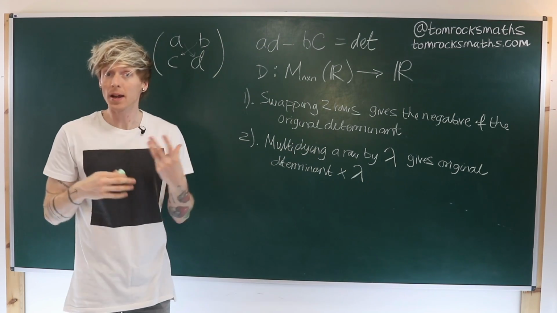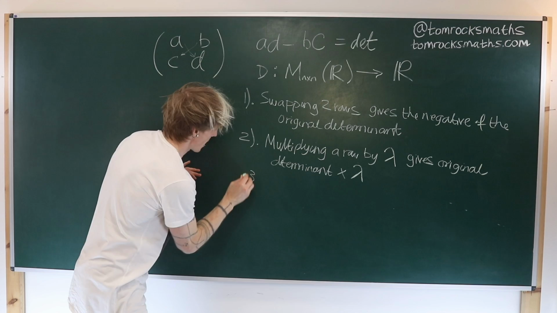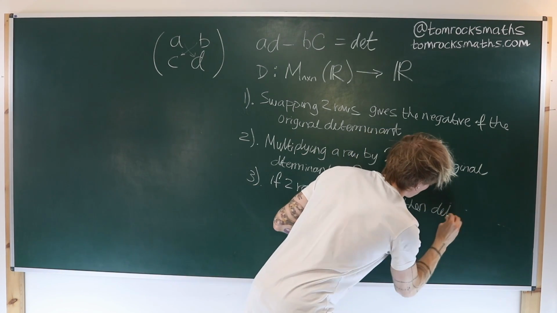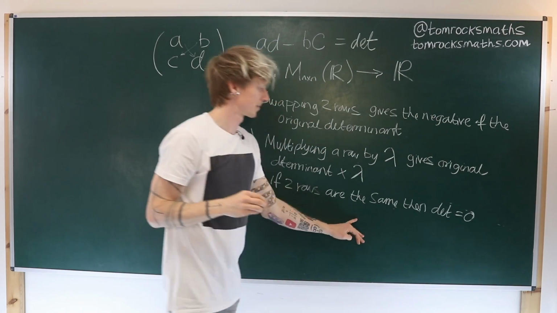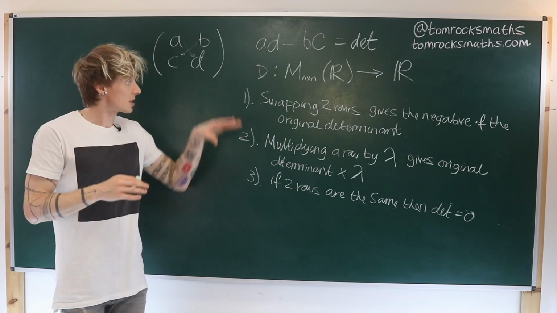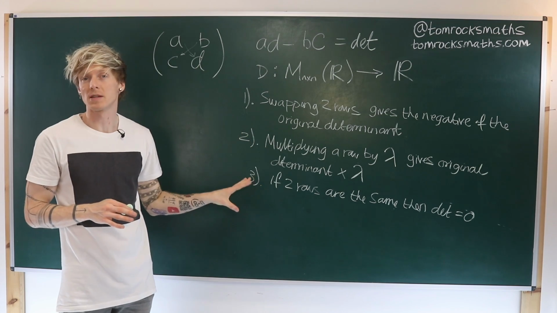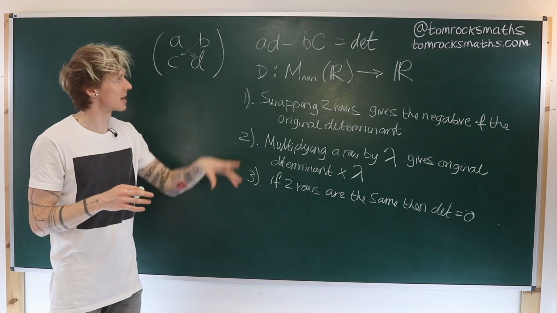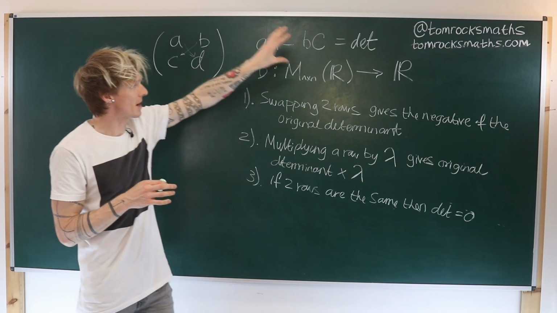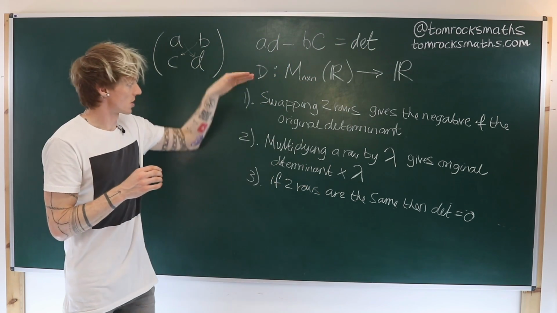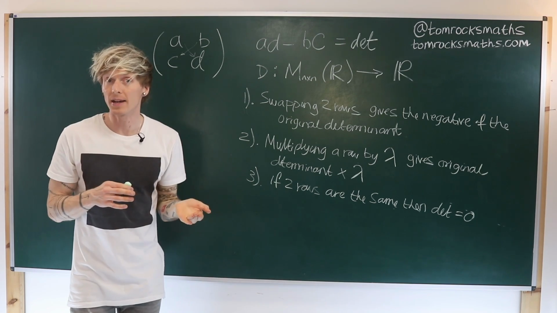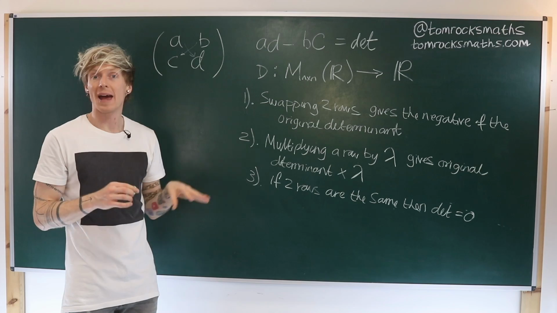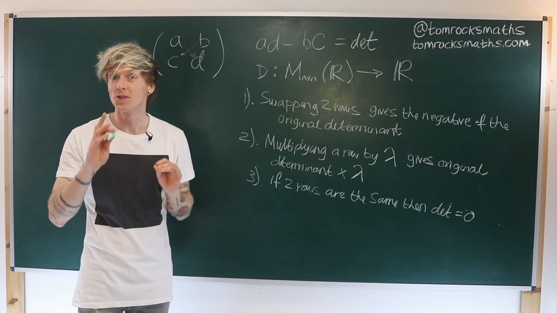And then the third and final property is that if we have 2 rows the same, then the determinant should be 0. So with these 3 specific properties, and I'm aware this is quite abstract and quite general at this stage, if we define a function d from the matrices to the real numbers, such that these 3 properties are satisfied, then you can show, it's a clever proof, that the determinant is in fact unique.